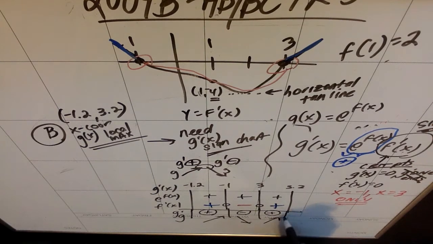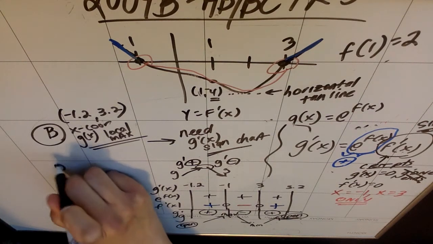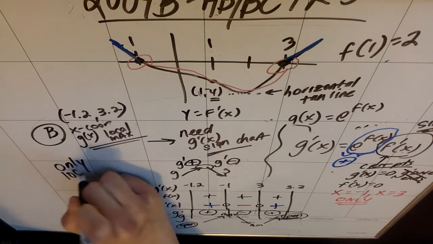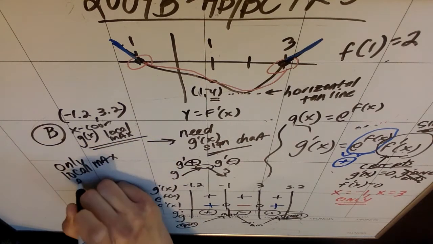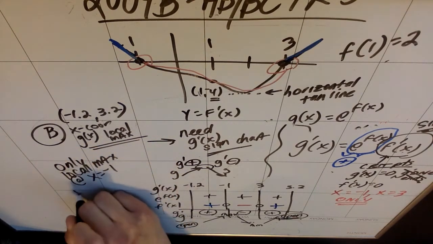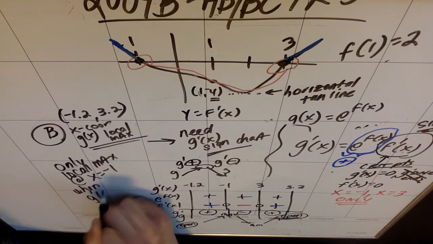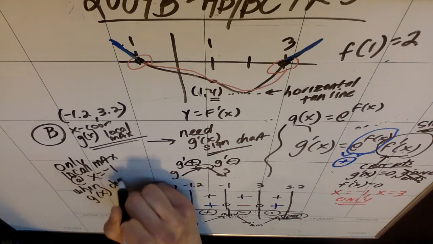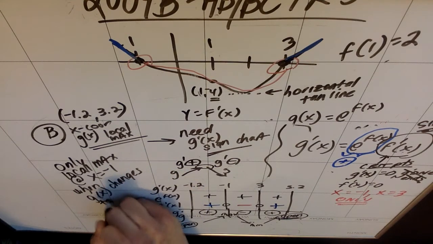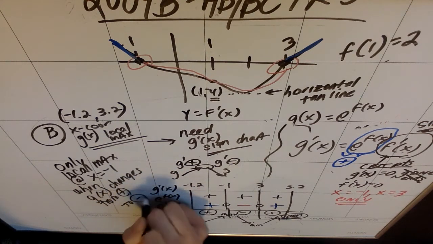Since this is an open endpoint, right? This is an open endpoint. Although this would be a max, it's not a candidate. And the same thing with this. This would be a min, but it's not a candidate. So the only candidate for max is when x is -1, and that's the only local max. So the only local max is at x equals -1 when g prime of x changes from positive to negative, right?